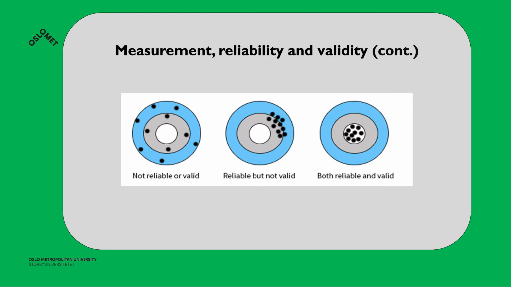So you're not getting a valid measure of your weight, but it's reliable because it's consistently measuring 2 kilos too much or 2 kilos too little. So it's a reliable measure. It's consistent, but it's consistently wrong in measuring your weight.